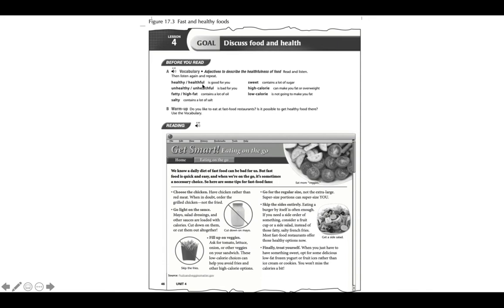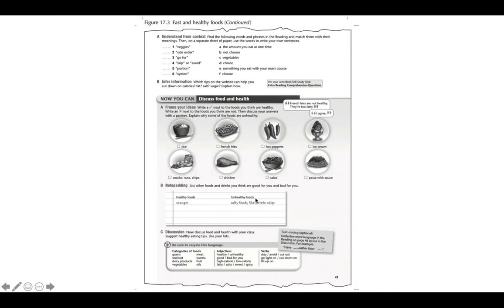Unhealthy, healthy, helpful, sweet, high calories, low calories. Use these vocabularies and beyond. And then this is the reading, the actual reading on fast and healthy food. Okay. And then here, understanding from context, so the meaning of the words, and then they need to match. Okay. And then inferring information, which topics on the website can help you cut down calories, salt, and so on. And then it's a discussion.